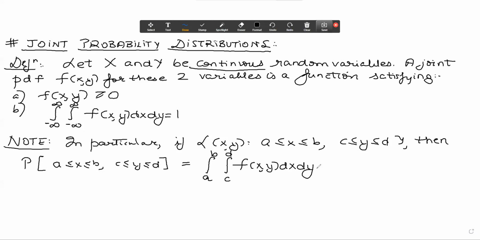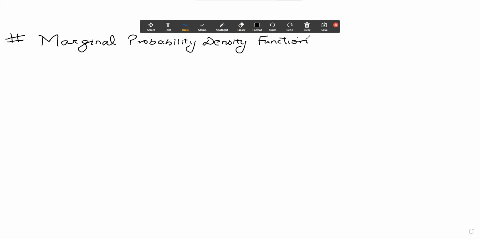Okay, now what we are doing is the marginal probability density function. So this is our next topic, marginal probability density function. This is a fresh topic for today. So let's look at the definition.